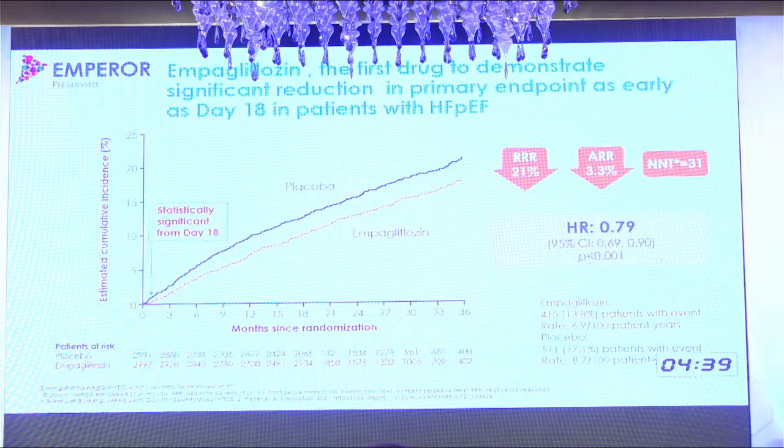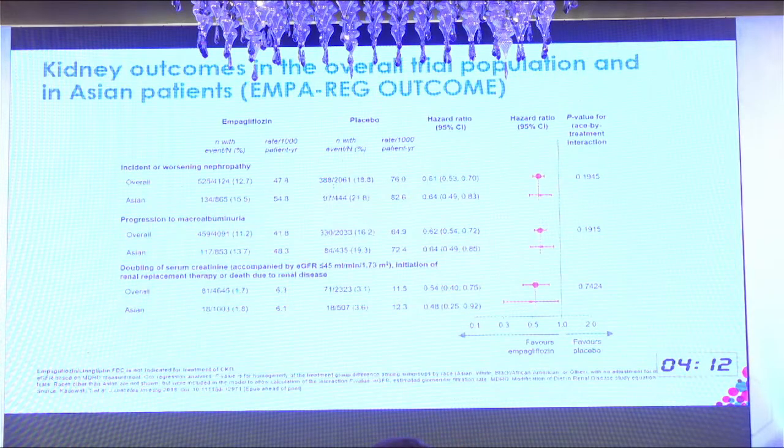As far as the EMPEROR-Preserved trial, in this lady, of course, we know that she has preserved ejection fraction. So if you look at the data from EMPEROR-Preserved, empagliflozin does better than the placebo. Benefits as far as the primary endpoint are attained even on day 18. So I do not know when was the last drug which we had, if we ever had one, where the benefits are seen as early as the 3rd week. They are incredible results, whichever SGLT2 inhibitor we talk about.